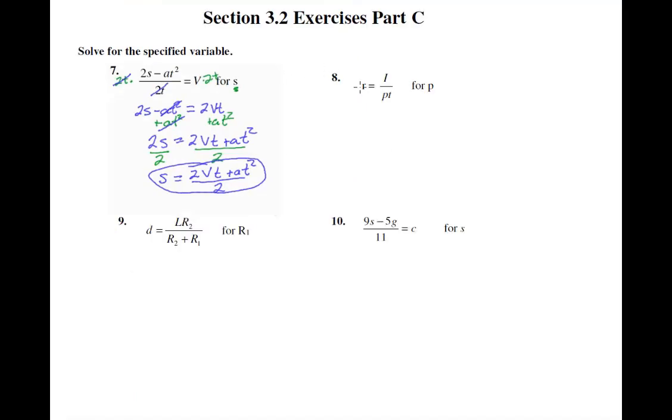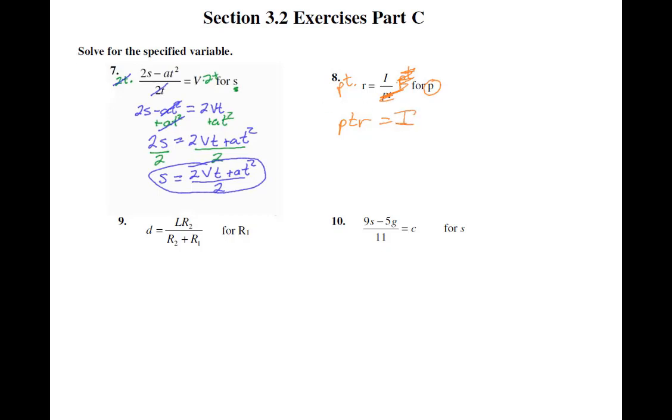Number 8, r equals I over pt. And we have to get p by itself. We've got fractions in here as well. Let's multiply by the least common denominator, that pt, to get the fractions gone. So we have ptr equals, on the right hand side it just cancels, so we get I.